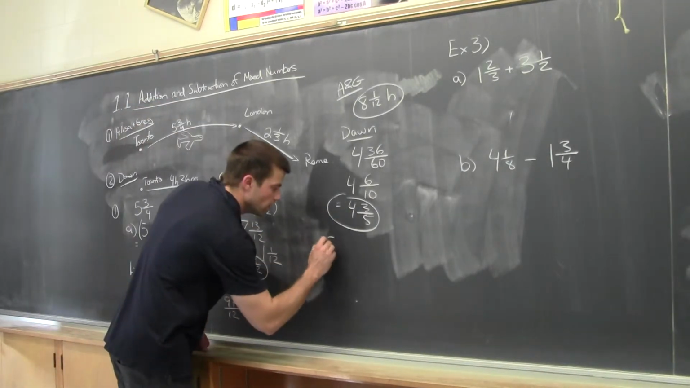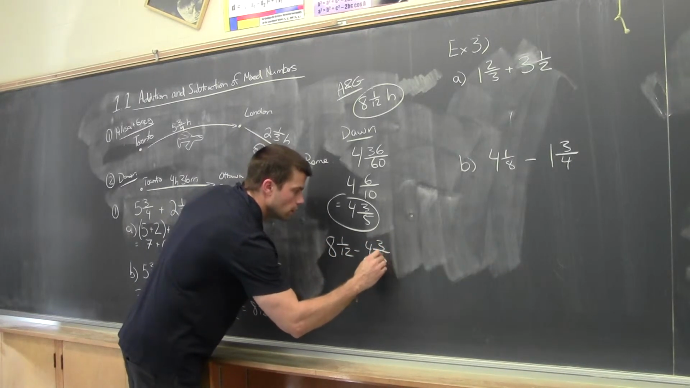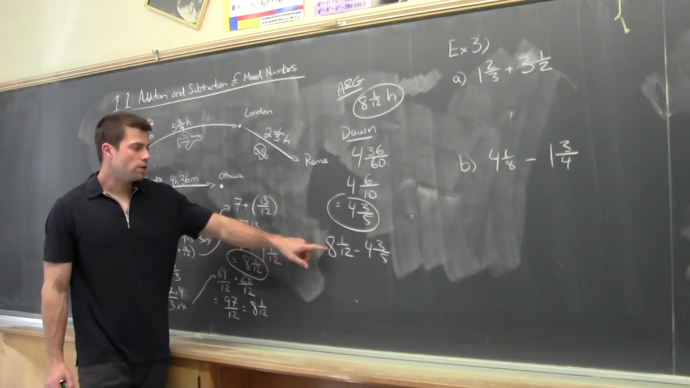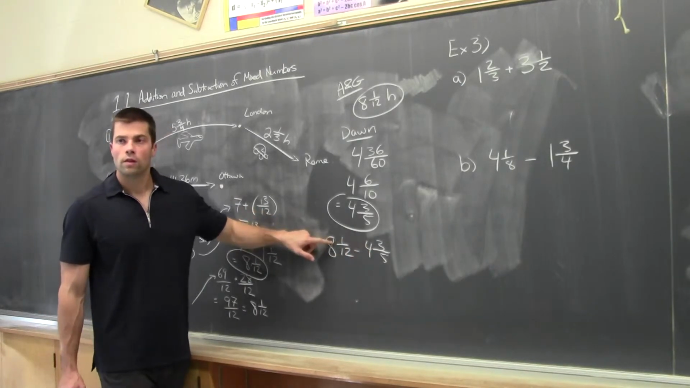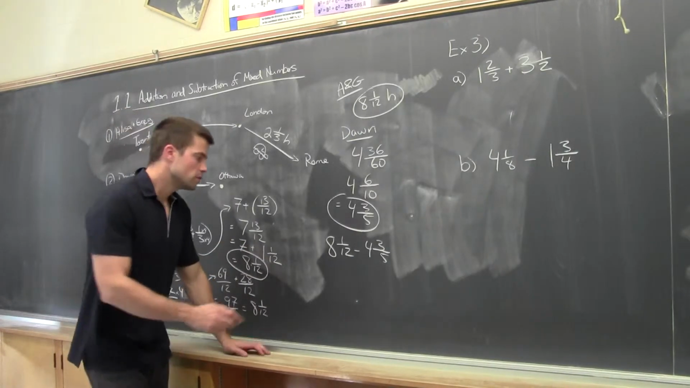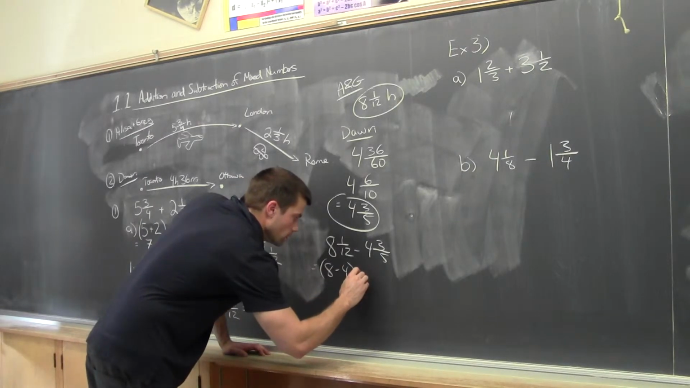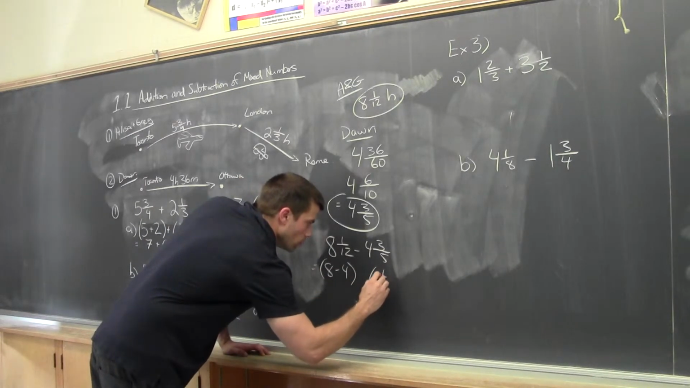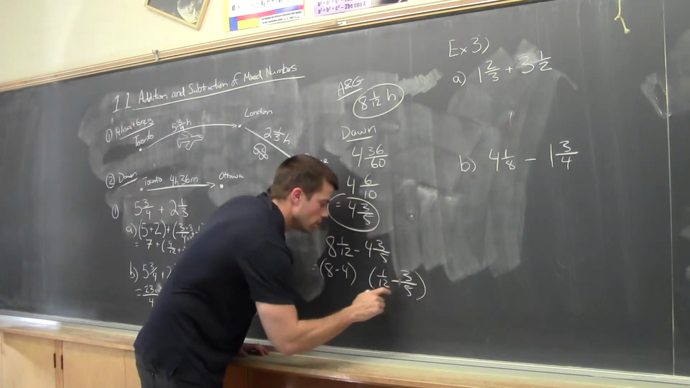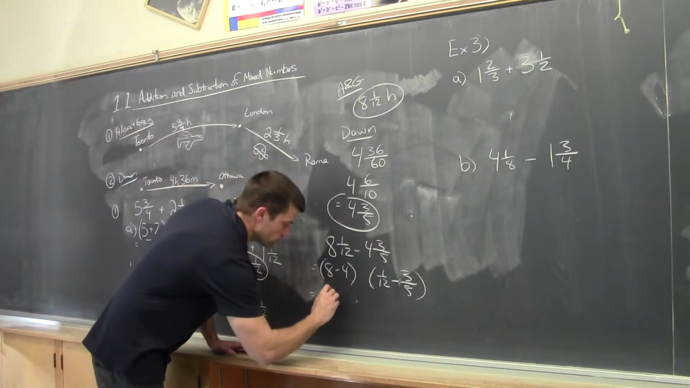So, in order to do that, we do this: 8 and 1/12 minus 4 and 3/5. Again, there's two ways we can do this. We can subtract just the whole numbers and then subtract the fractions separately. So let's go ahead and do that. We have 8 minus 4, and then we have 1/12 minus 3/5. 8 minus 4 is just 4.